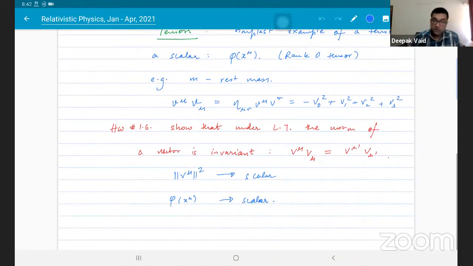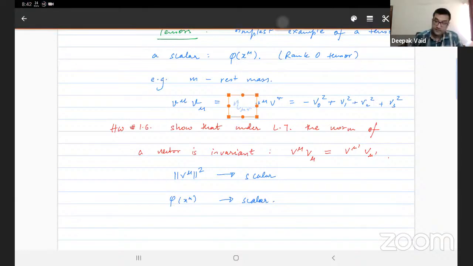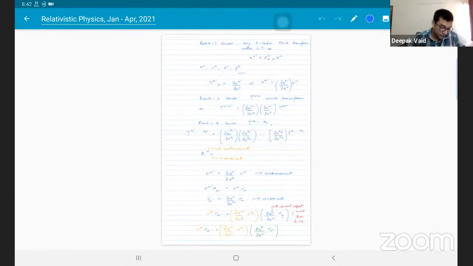Okay, so then we come to the concept of a tensor. What is a tensor? All right. So you have a scalar, which is a rank 0 tensor. You have a vector, which is a rank 1 tensor. Then you have this matrix, which is a rank 2 tensor.